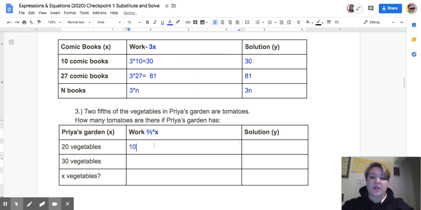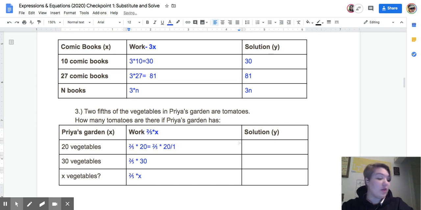We do 20 times, oh, sorry, I did it backwards. What comes first? The 2/5. So 2/5 times 20, 2/5 times 30, 2/5 times X. Now, we know that when we're working with fractions, we have to put a denominator under whole numbers. What would that denominator be?